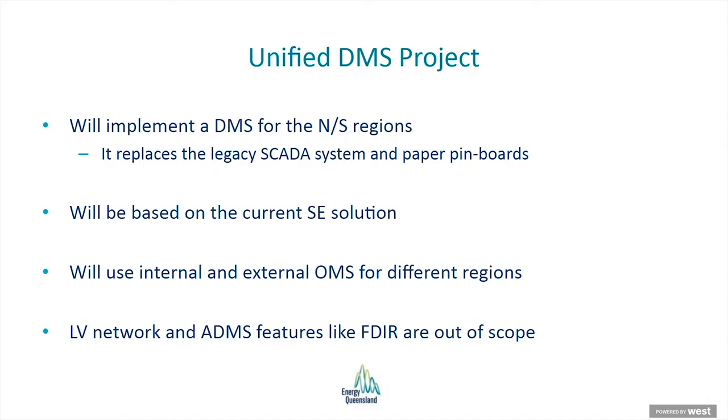The UDMS project itself is going to implement a DMS capability for our north-south regions. It will replace the legacy SCADA system and their paper pin boards. The configuration will be based on the southeast solution, and we are going to have an interim state where we're going to be using an internal and an external OMS for the different regions, just as part of our transition state. We had to run a proof of concept to confirm that that would work, and that went quite smoothly.